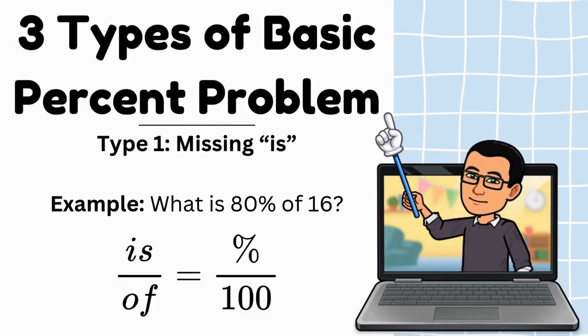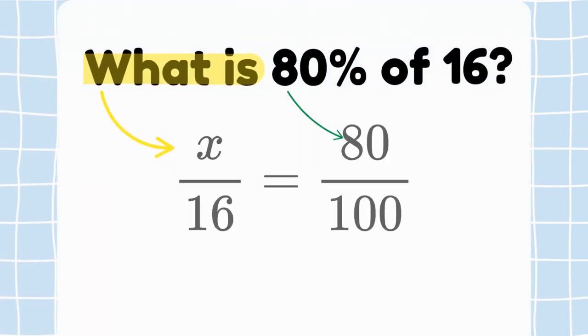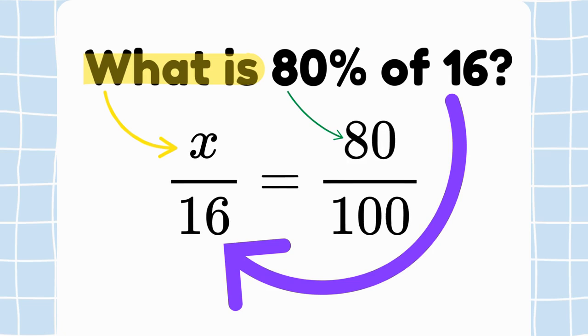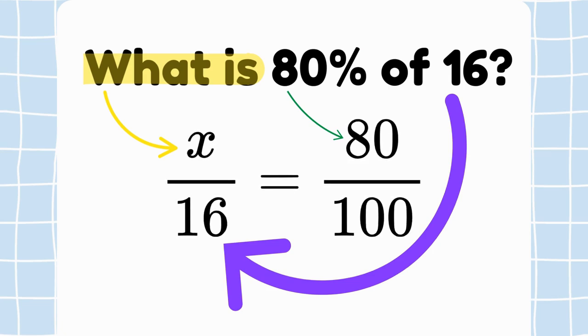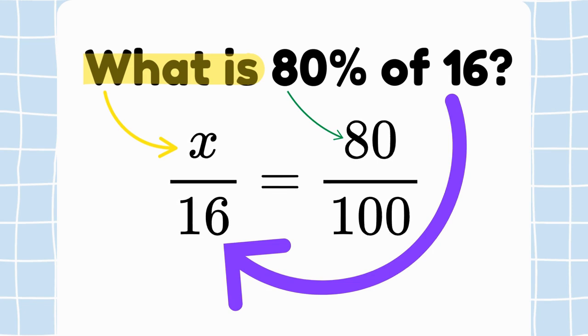So what are the 3 basic types of percent problems? Well, the first is the missing is problem. We're going to be leaning on this structure of is over of being equal to percent over 100. So if we look at this first question, what is 80% of 16? Notice is the missing piece. That is becomes the unknown in our fraction. The of 16 becomes the denominator. And the 80% always goes in the percent spot over 100.